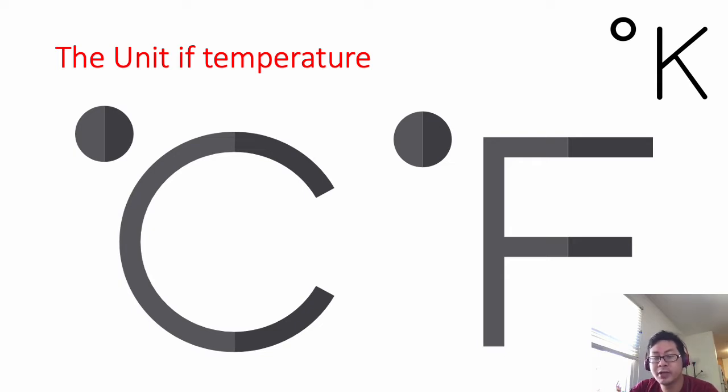In the science we have another unit of temperature, Kelvin, which is the absolute temperature. Normally we don't have the degree symbol here. For example, we normally say 100 Celsius or 100 Fahrenheit, but simply 373 Kelvin, without the degree.